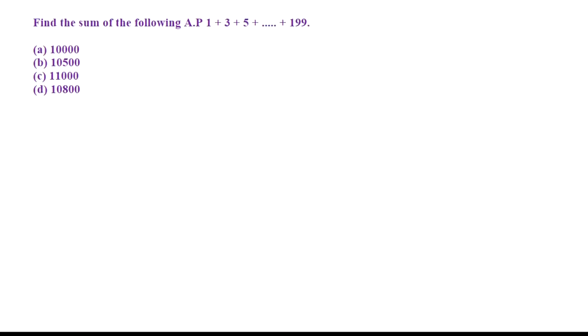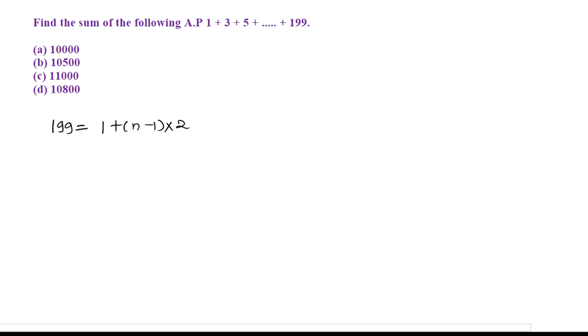Next question says, find the sum of the following AP. Okay, but do I have the value of n? No, I don't have the value of n. I know the first term, I know the last term, but I don't have the value of n. So first of all, I have to find out n, right? So Tn, that is the last term, is given to us, 199 is equal to a plus n minus 1 into d. And what is d? 3 minus 1, which is equal to 2.